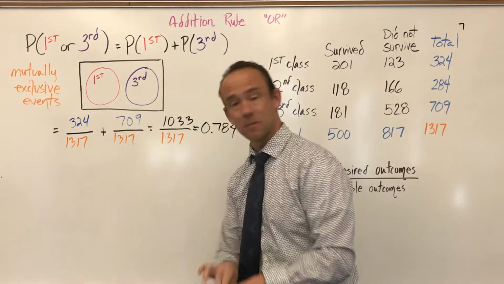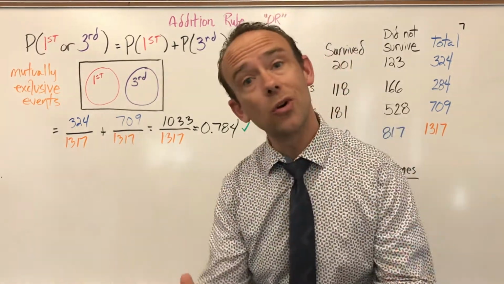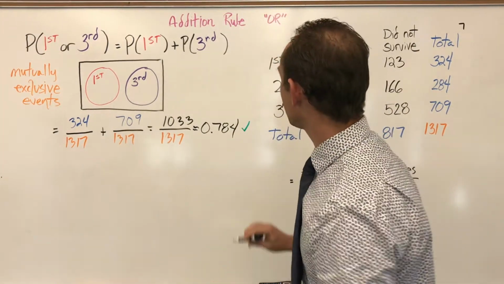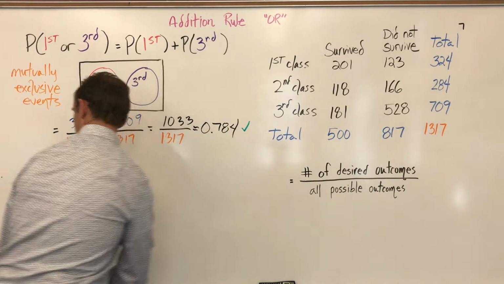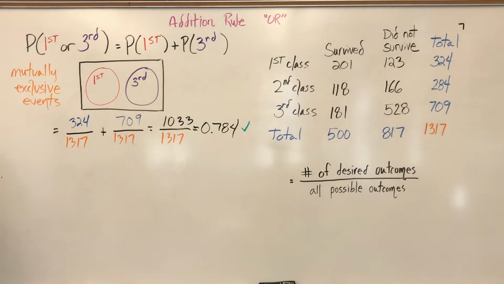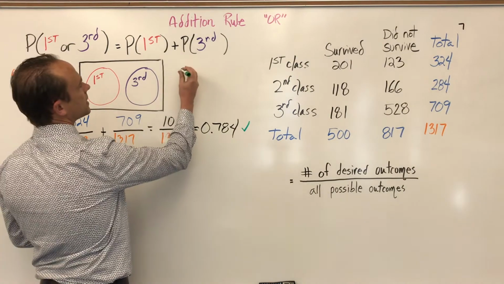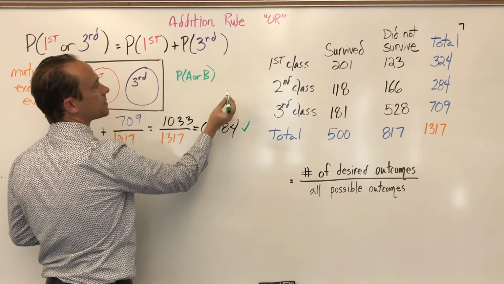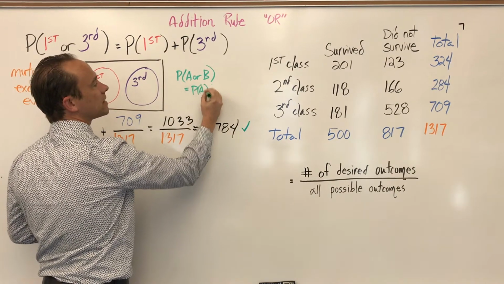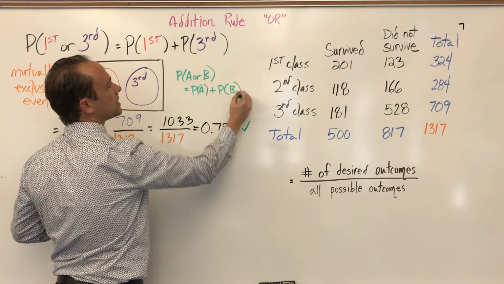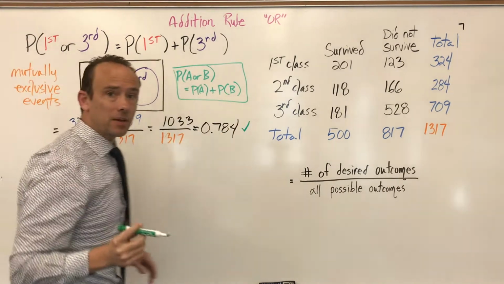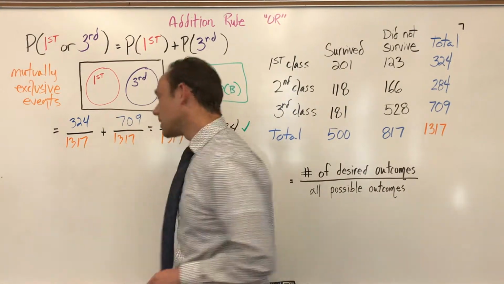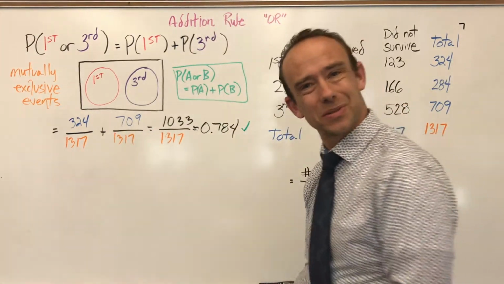Beautiful. So that brings us a rule. And the rule is, if you have two events, I want to leave the camera there. Let me switch to a different color so hopefully it stands out a little bit. Let's go to green. The probability of A or B is equal to the probability of A plus the probability of B. So that's any two events, A and B, assuming the events are mutually exclusive. Now, let's see what happens if they are not mutually exclusive.